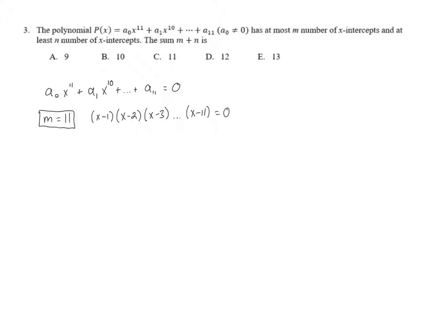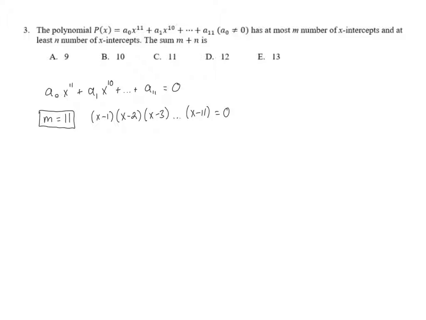The challenge is figuring out what the least number of x-intercepts that function could have, which corresponds to the least number of real solutions that this polynomial equation can have. Now, it's not possible for this equation to have 0 real solutions. And there's actually a couple of ways that we can see that.